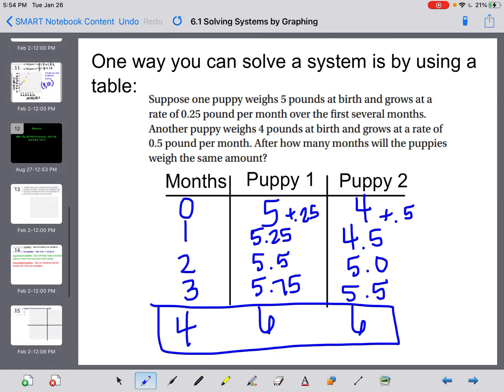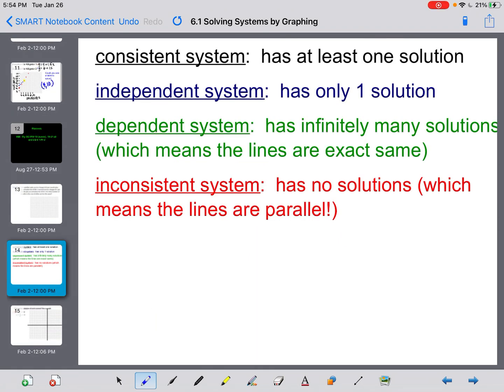Okay, next. Part 2, they're going to give us some more vocab words. A consistent system has at least one solution. That means it could have more than one. Independent means it has only one. Dependent has infinitely many, meaning our two lines are exactly the same line. And inconsistent has no solutions, which means those lines are parallel, so they're not ever going to cross.